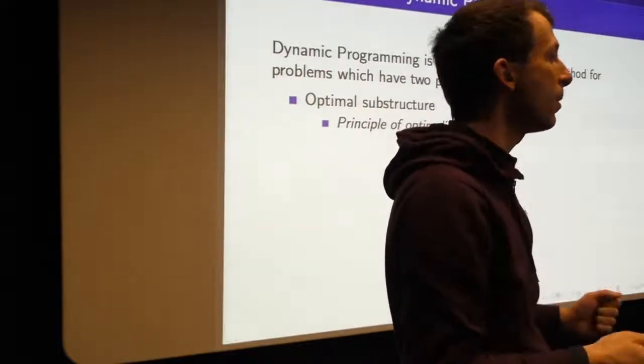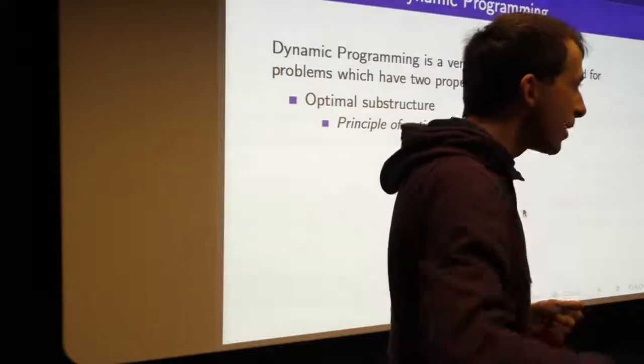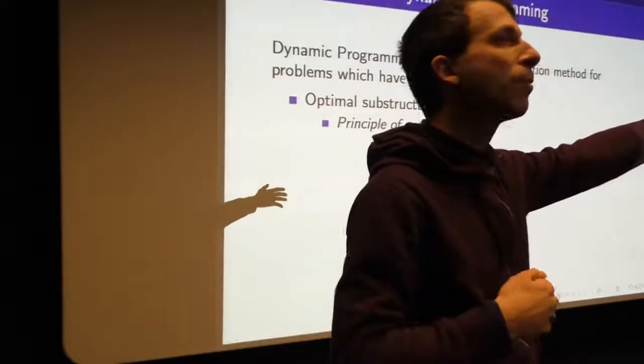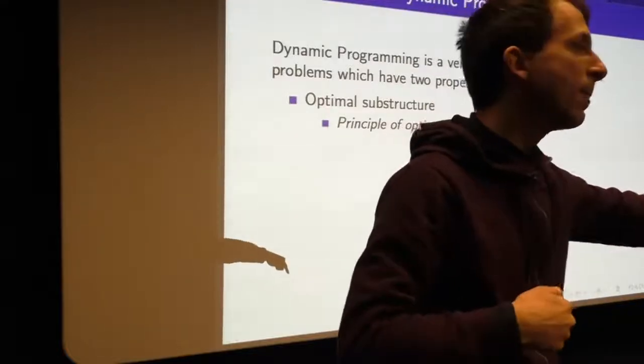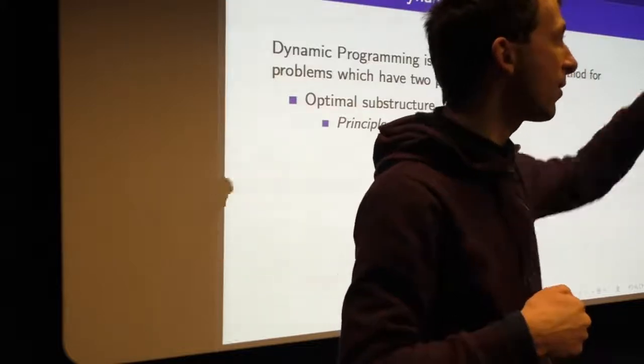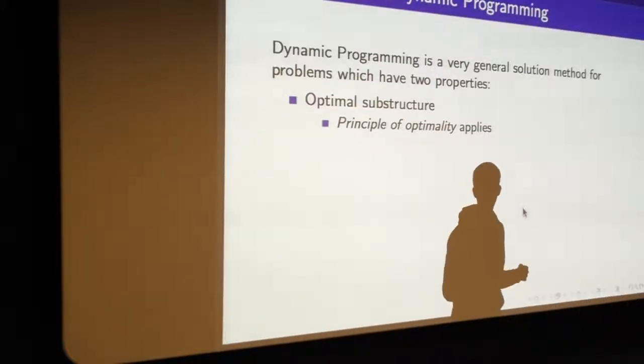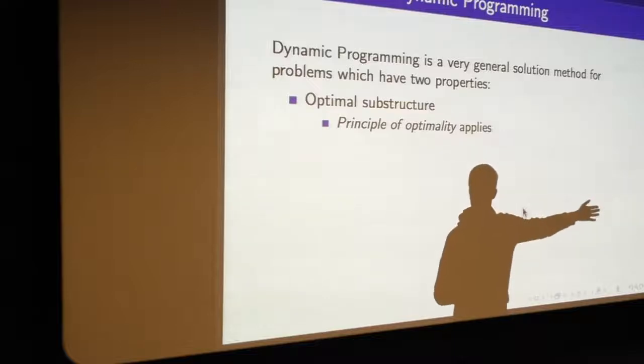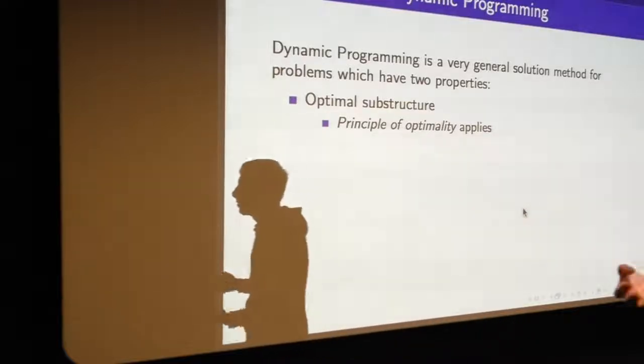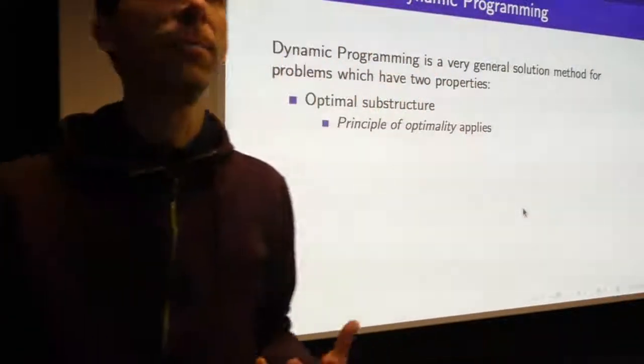So the canonical example is the shortest path. The shortest path from here to that wall, I can break it down into some midpoint, and I can say the shortest path to the wall is the shortest path to that midpoint, combined with the shortest path from the midpoint to the wall. Okay, that's an example of optimal substructure with a principle of optimality.